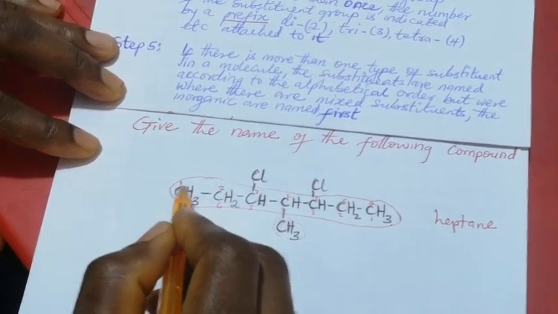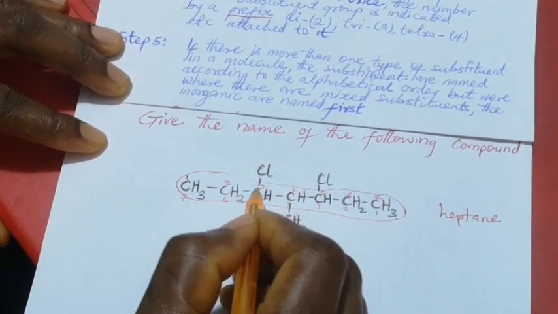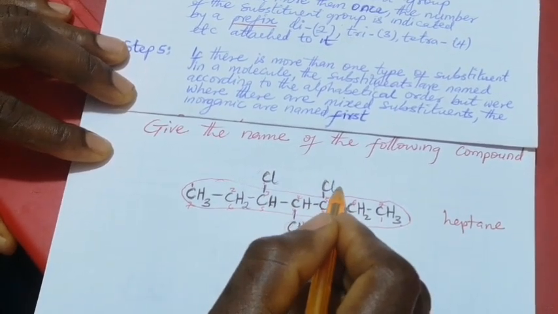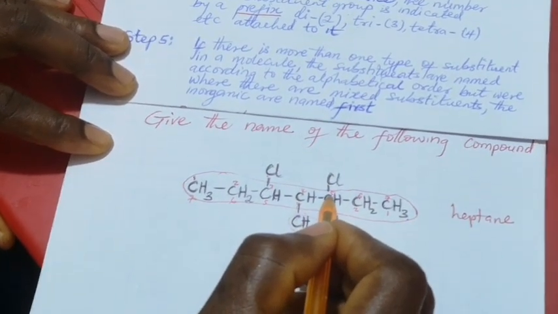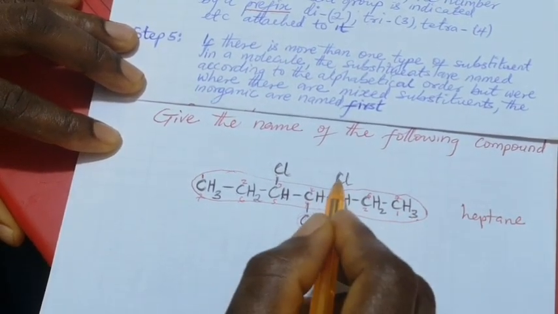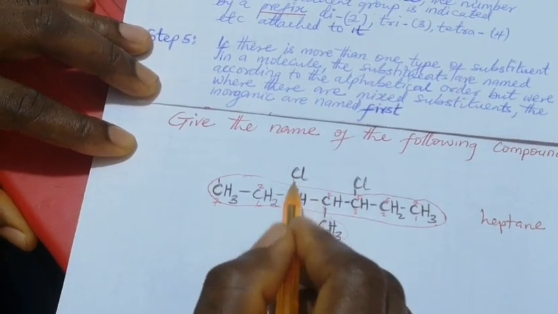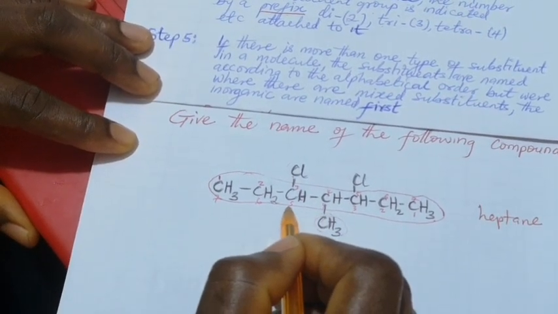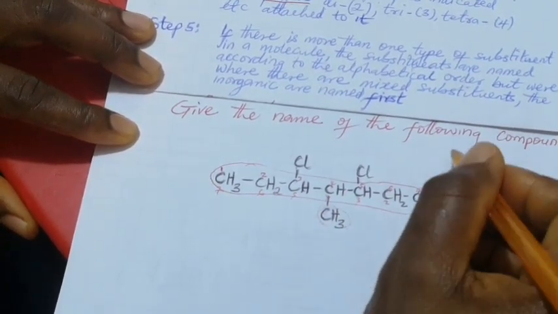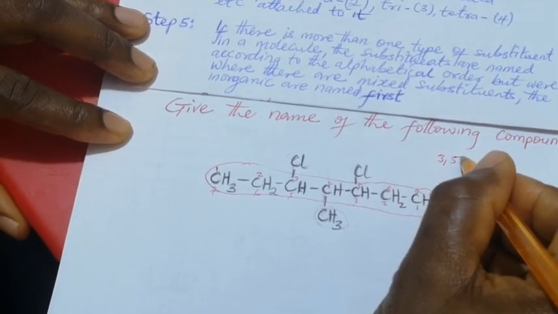Now, if I follow this numbering, this chlorine will be at the 3rd carbon atom, and this very chlorine also will be at the 5th carbon atom. But if I follow this numbering, this one will now be at the 3rd carbon atom, and this chlorine will now be at the 5th carbon atom. It means that any side I follow, chlorine will still maintain 3 and 5.